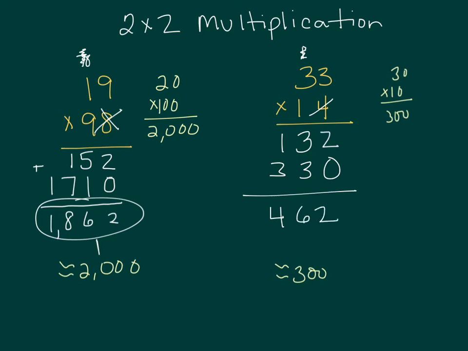462. Now this would be a problem that I actually look over and say, does that make sense? Because my answer is a little far off from 300. However, look what we did. We rounded 33 down to 30. We rounded 14 down to 10. So that makes sense why our discrepancy is a little bit bigger than we might expect. I hope that helps you understand these two types of problems.